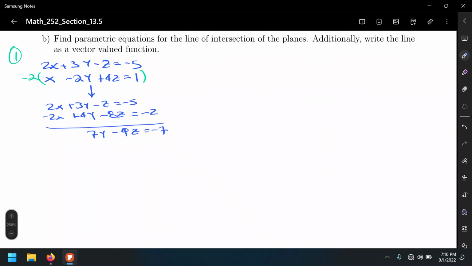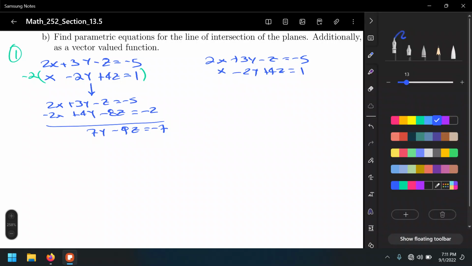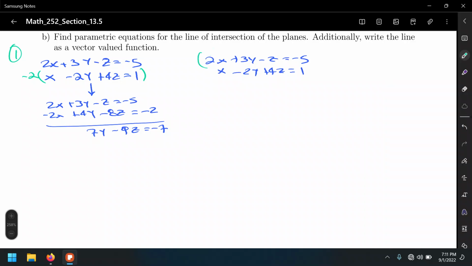On the second equation, I'm going to write the two equations together again. 2x plus 3y minus z equals -5. x minus 2y plus 4z equals 1. In this case, our goal is to eliminate the y's, so we need to do two operations at the same time. We need to multiply the first equation by 2 and the second equation by 3, because the coefficients of y are 3 and -2. So we multiply by the opposite coefficients, in this case with positive signs, because we already have opposite signs, so we don't need to multiply by a negative.